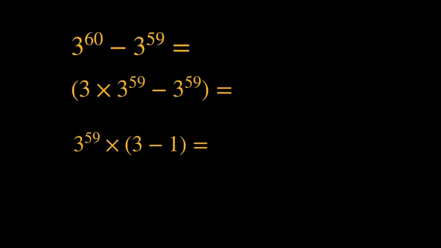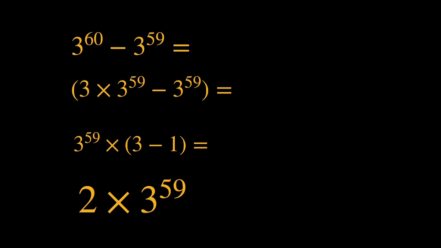Step 4. Simplify. We know that 3 minus 1 equals 2. So, 3^59 times (3 − 1) equals 3^59 times 2. Final answer: 3^60 − 3^59 equals 2 times 3^59. That's the full simplified expression.